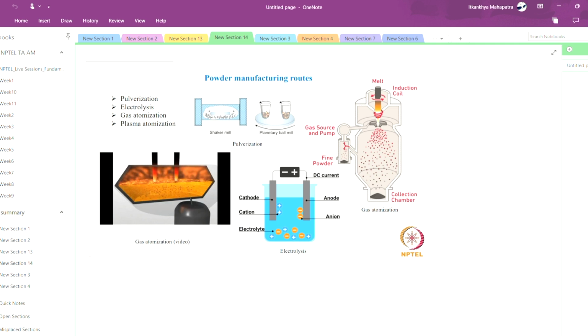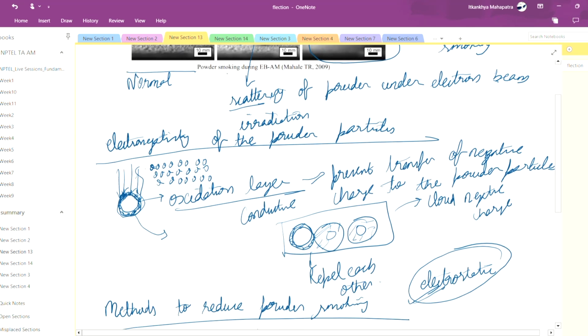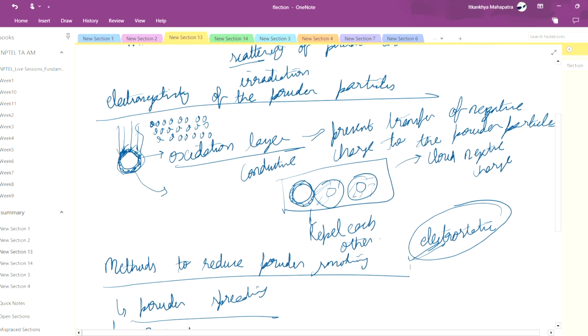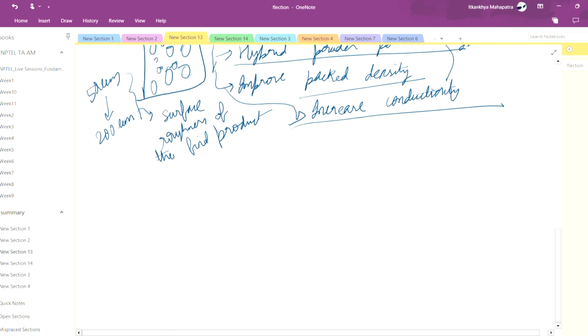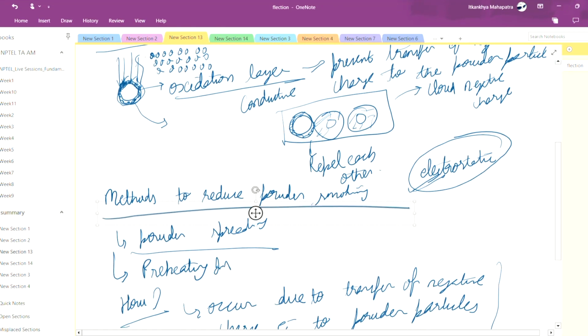Now one more thing is, if we are using a preheated layer, we won't face warping in EBM. We won't face warping in the EBM process. So preheating is very important for no warping.